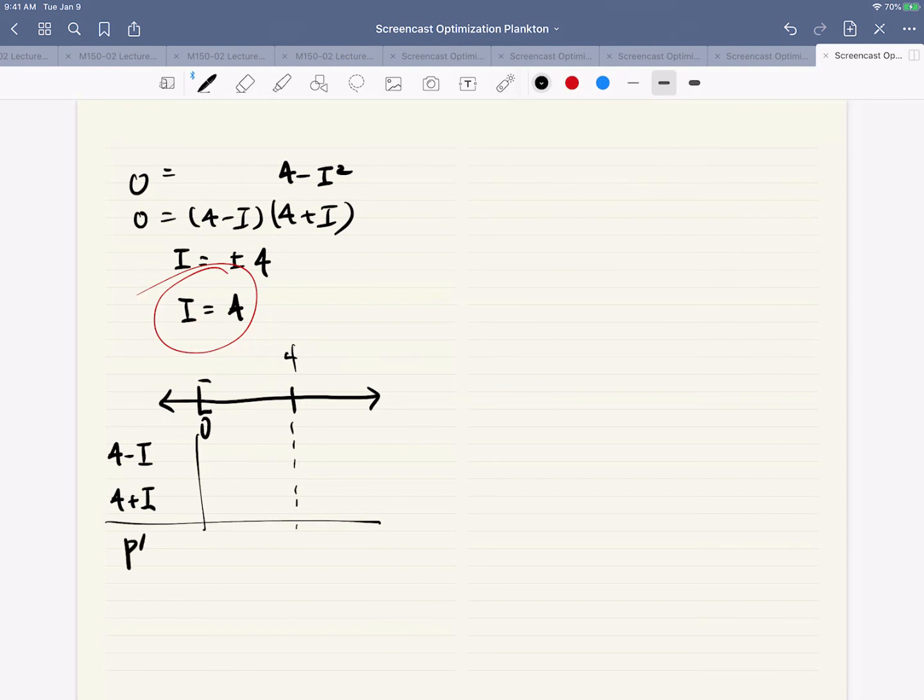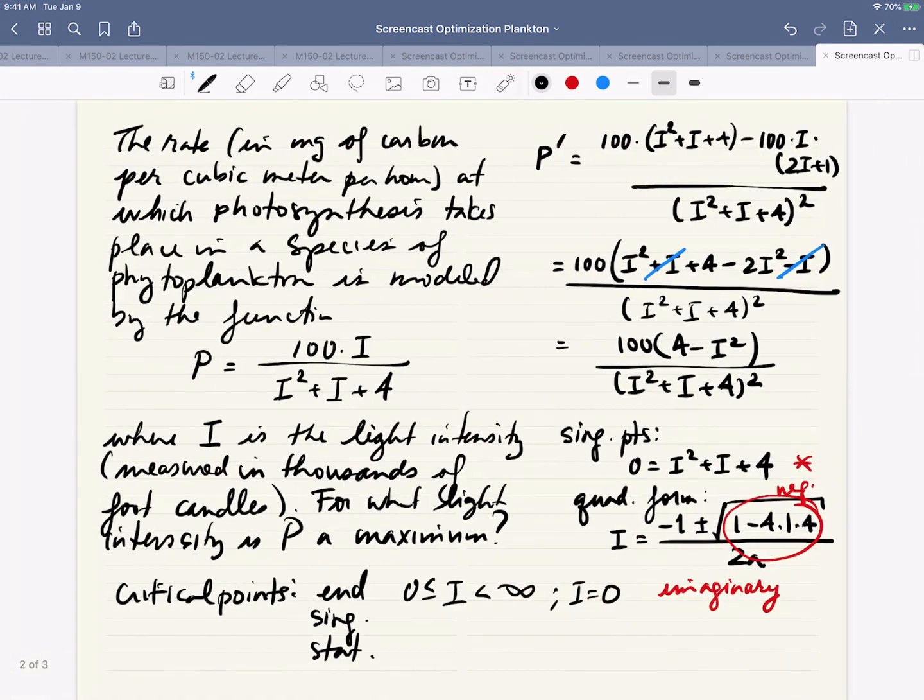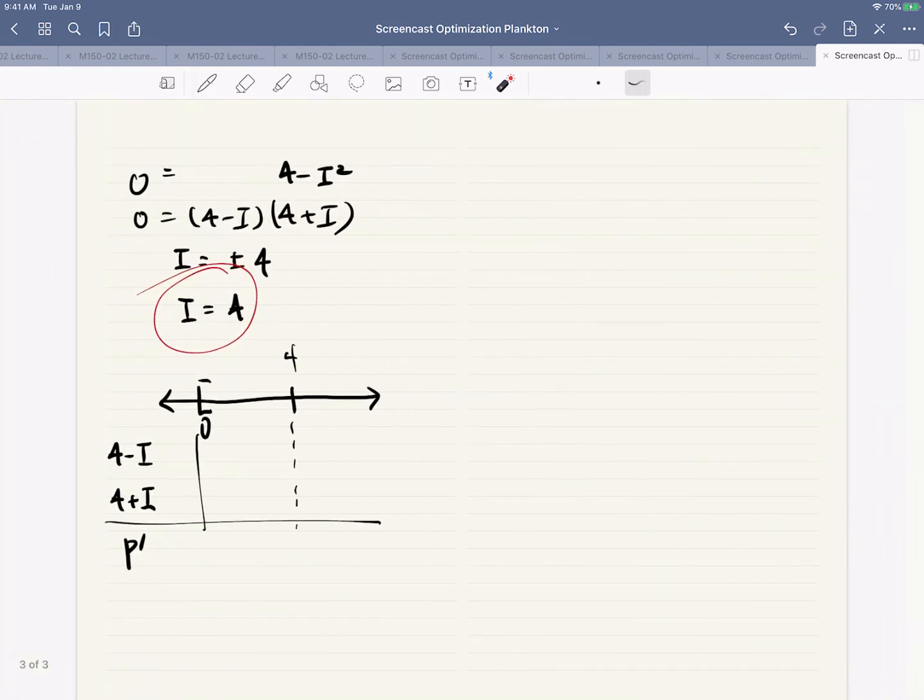Let me go back to the previous page and show you why that's true. So here's our derivative. 100 is always positive. What I'm dividing by is always positive. So the only thing that changes sign is this. This is the piece that dictates the sign of my derivative. And that's right here. And so it factors this way. That's why I'm just putting these two factors here.